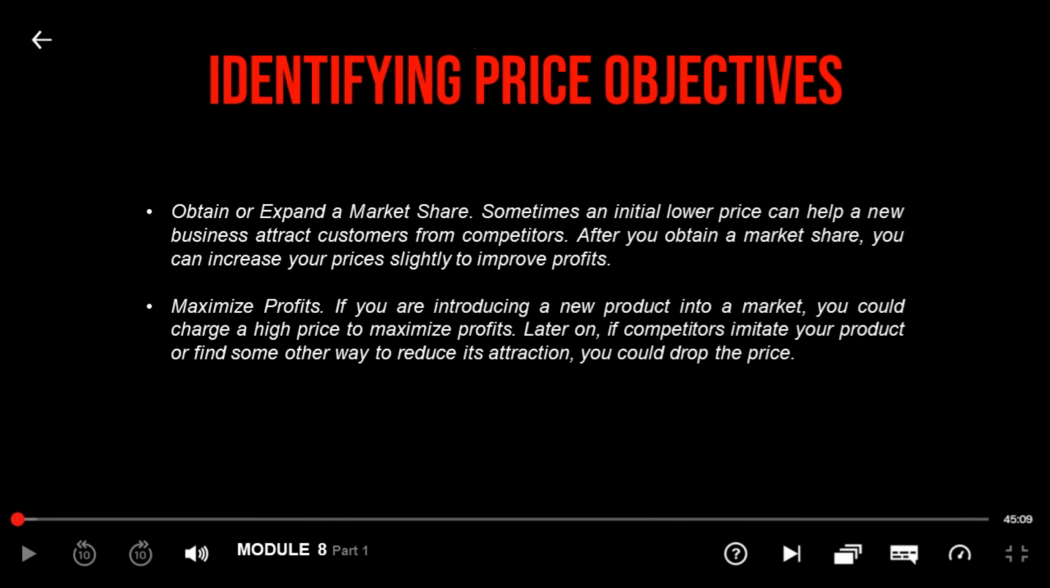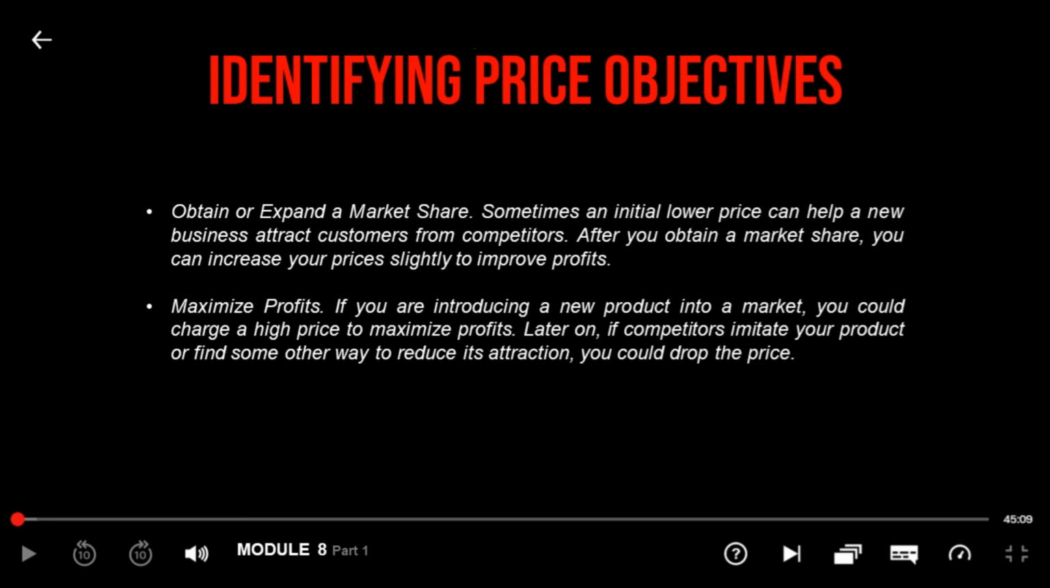Next, obtain or expand a market share. Sometimes an initial lower price can help a new business attract customers from competitors. After you obtain a market share, you can increase your price slightly to improve your profits. So example dito sa mga new business, 'di ba? Pag may new business or opening business, 'di ba, marami silang mga offers, mga sales. So dun pa lang sa opening sale nila, dun pa lang parang nahihikayat na yung mga customers na bumili doon. So parang pag tumagal ng tumagal, so you can increase your price slightly so to improve your profits na rin.